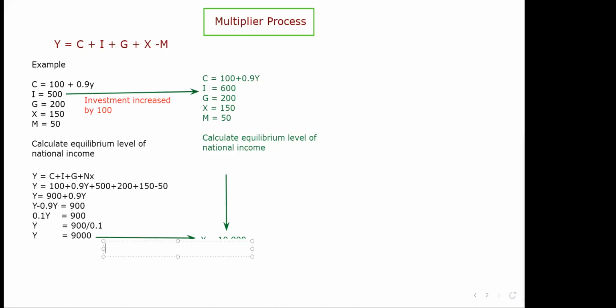The equilibrium level of national income actually increased by 1,000. This increased only by 100. How did this increase by 1,000? What is the logic behind this? That is my question. Yes, it increased by 10 times. I'm asking you why. How come when investment increased by 100, your national income increased by 1,000?